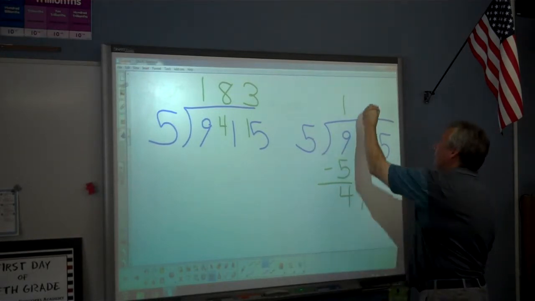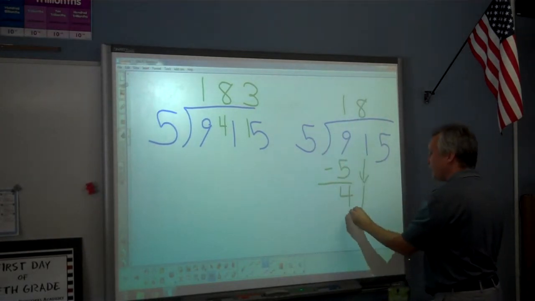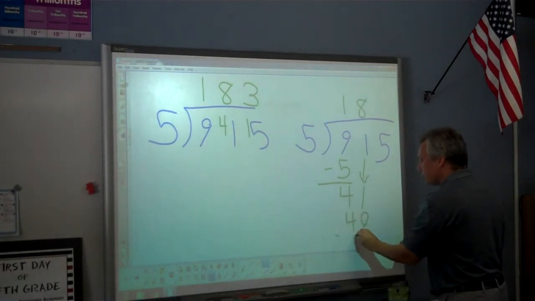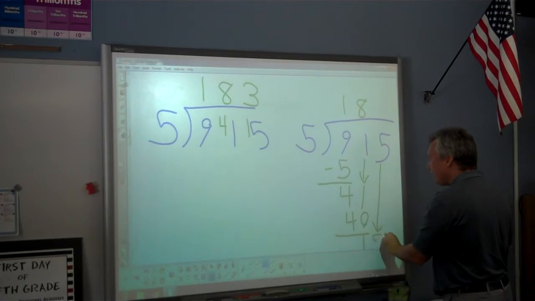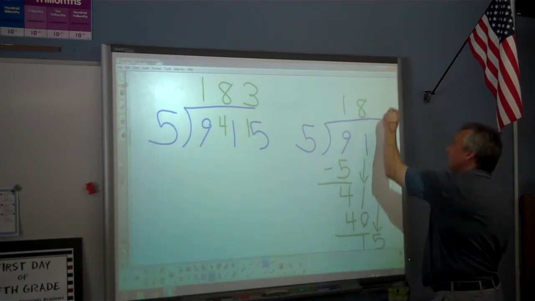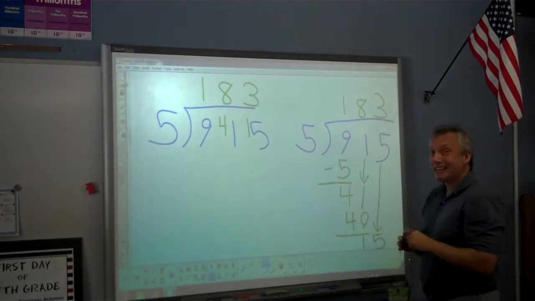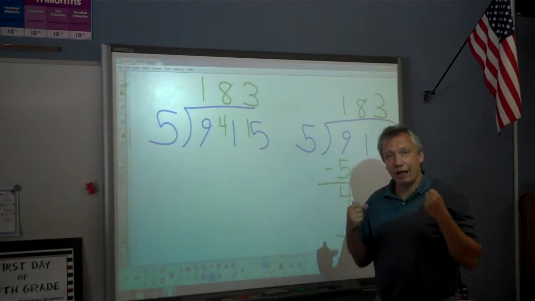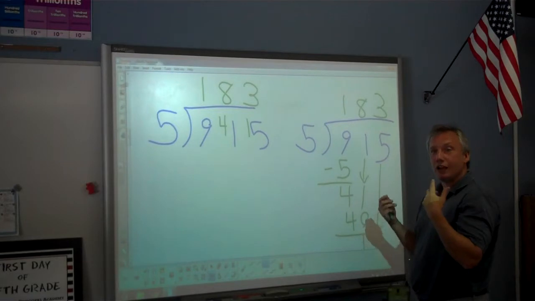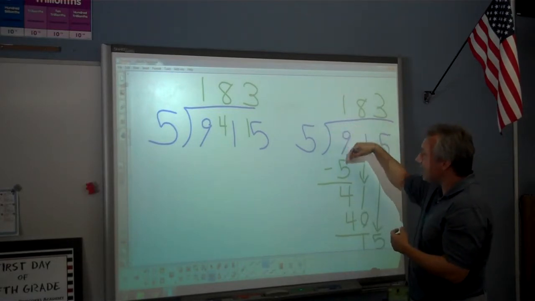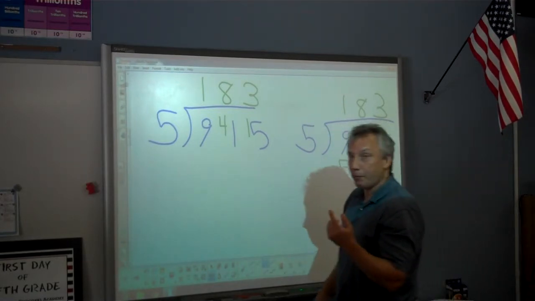5 goes into 41 8 times. 8 times 5 is 40. Subtract, get the 1, bring the 5 down and make 15. 5 goes into 15 3 times. It's the same answer at every step. It's just that instead of doing the subtraction in your head, you write the multiplication answer and subtract on paper.